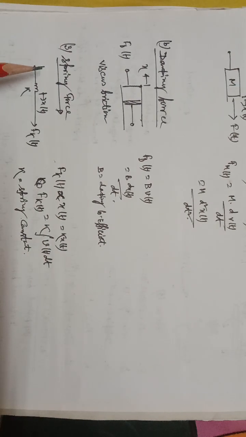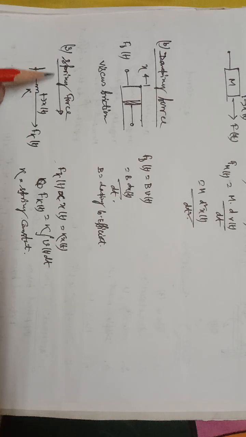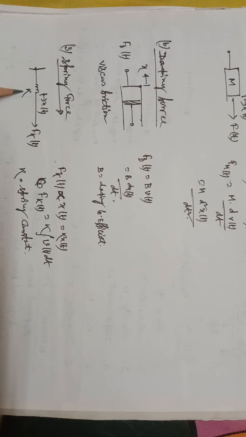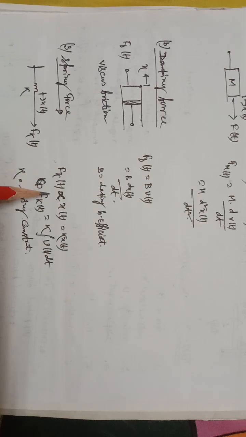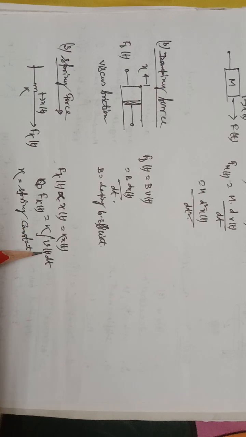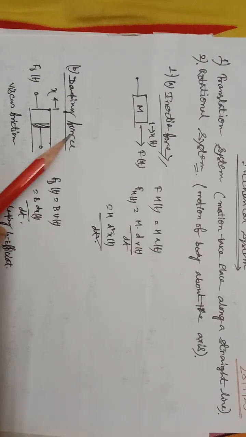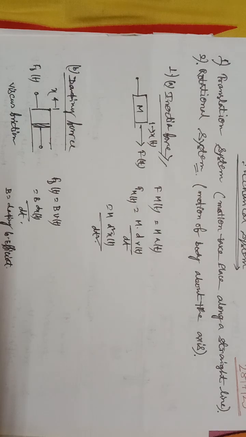Similarly, we have to consider the spring force system. Here k is considered the spring constant. Then f_k(t) is equal to k into x(t), or f_k(t) is equal to k into the integration of v(t) dt. Now, in translational motion, we have to consider three forces: the inertia force, the damping force, and the spring force.